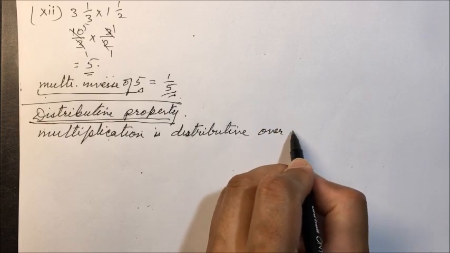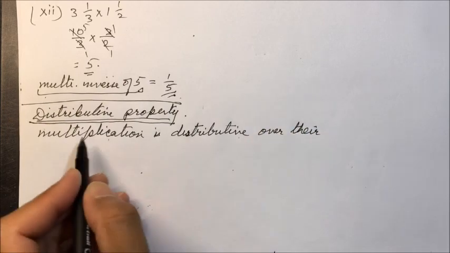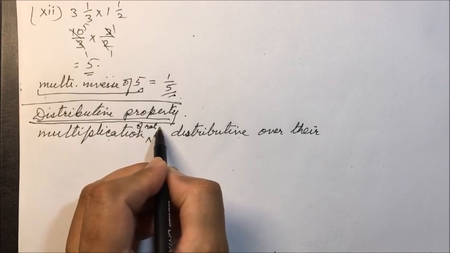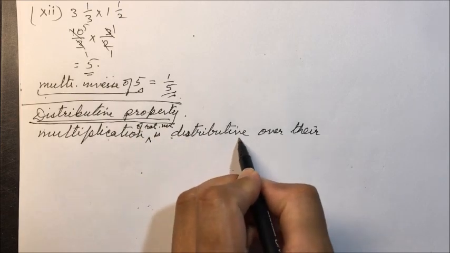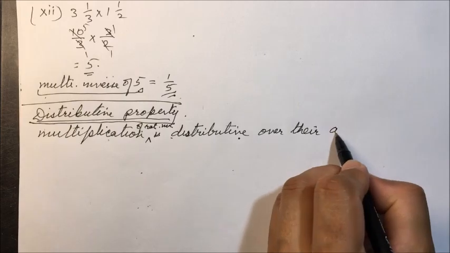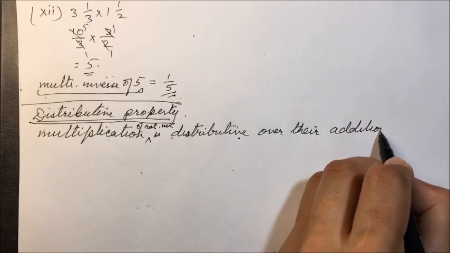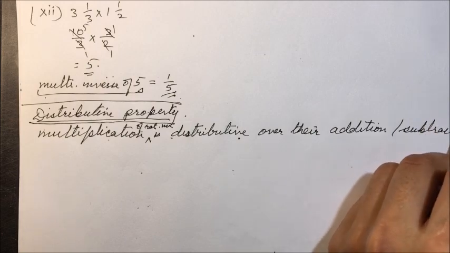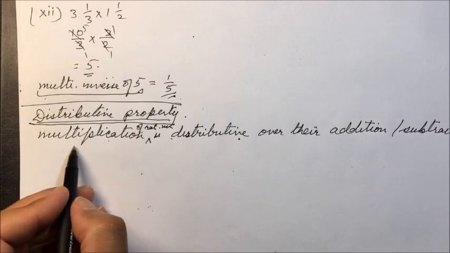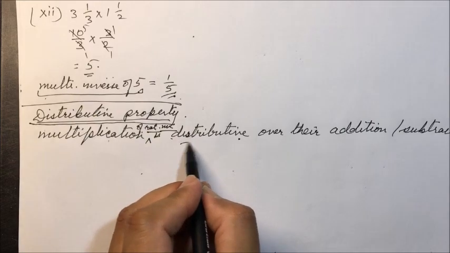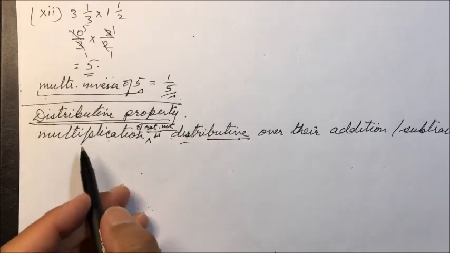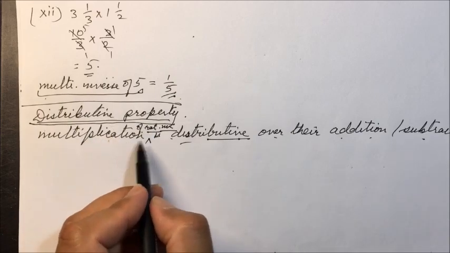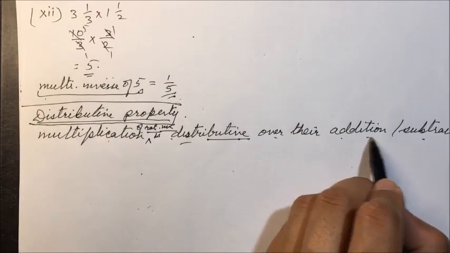Over there, multiplication of rational numbers is distributive over their addition or subtraction. So multiplication of rational numbers is distributive. We can distribute that multiplication over their addition or subtraction.